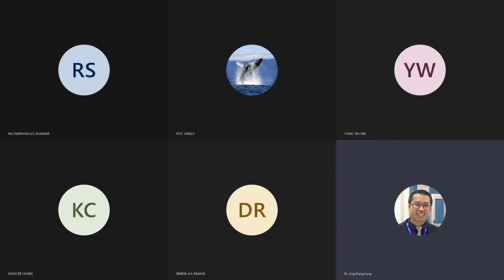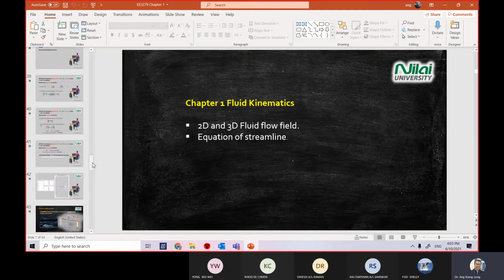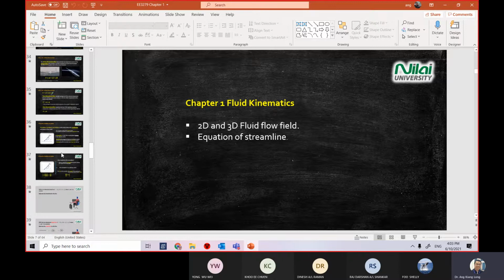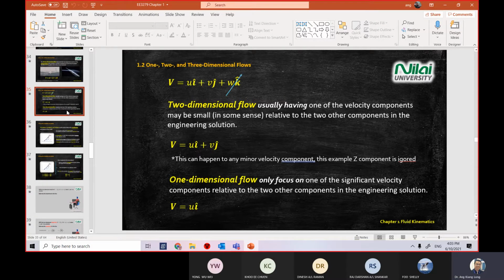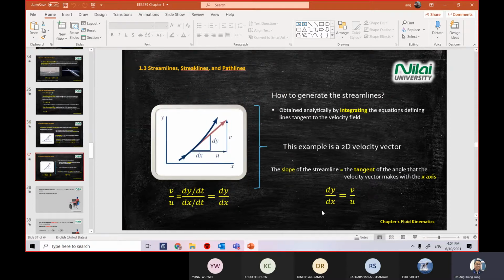Okay, so chapter 1, we are looking at 2D and 3D flow, and the main thing that we're focusing on is the equation of streamline. Just to recap, we have a few equations which are important. The first is a vector equation. So you should know what kind of form is 3D, what kind of form is 2D, what kind of form is 1D. And then the definition of streamline, the equation for streamline, with this one, dy over dx equals v divided by u.